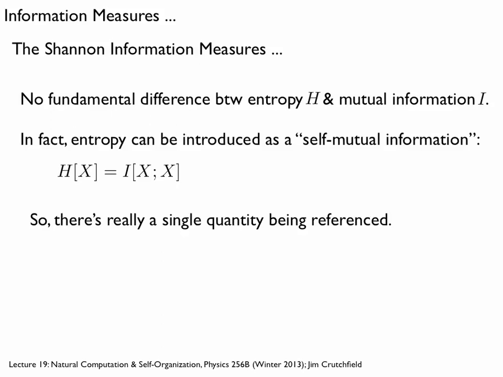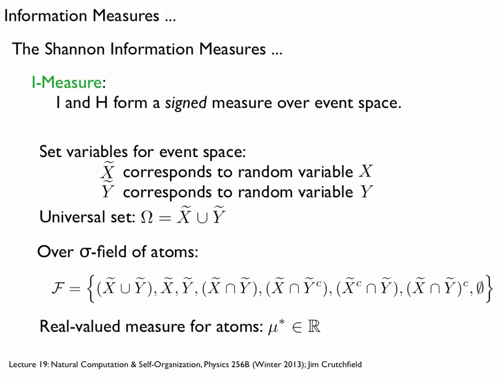So there's really just a single quantity being referenced here. The notation comes from the use context they were introduced in, but it's not really fundamentally different. Okay, so this information measure turns out, now for some of the mathematical definitions and a theorem or two, these information measures form what's called a signed measure over event space.